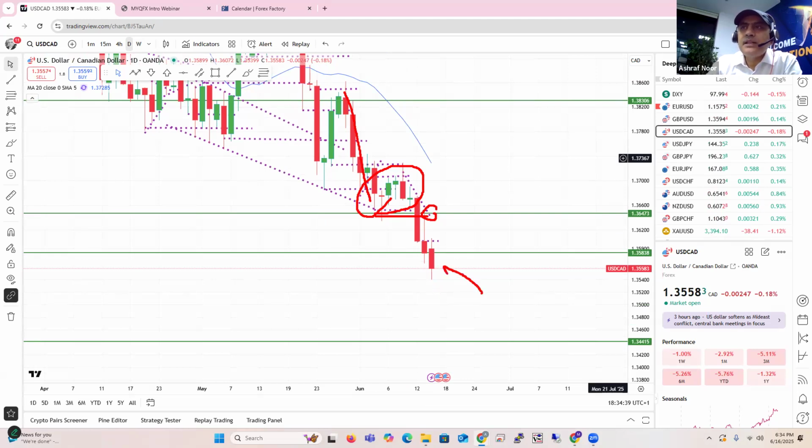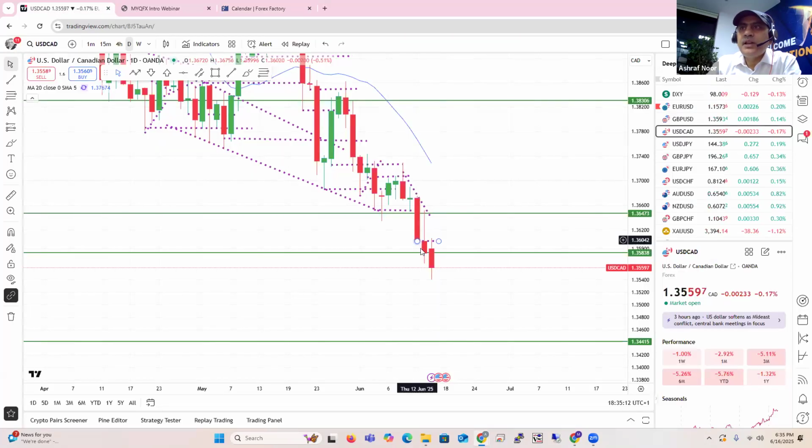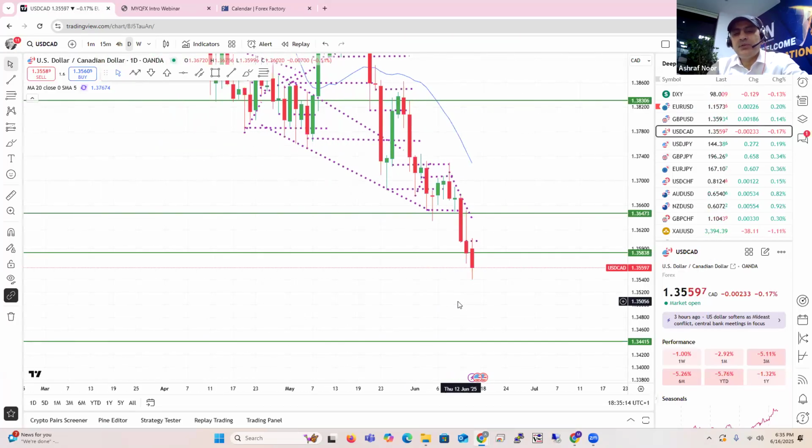Now, this candle is not finished yet, and we're going to look at the news today and tomorrow. We have the retail sales coming for the dollar, and then on Wednesday we have a speech coming for the CAD. We also have the FOMC statement. There might be a possibility that if this FOMC statement indicates weakness on the dollar, then I'm probably going to see some nice push to the downside.